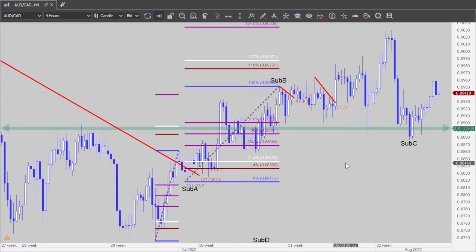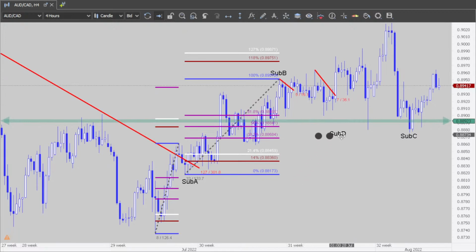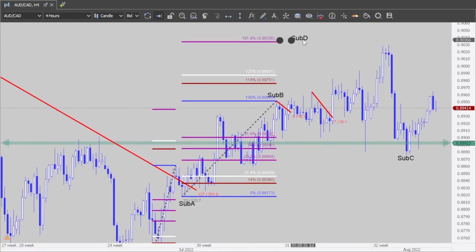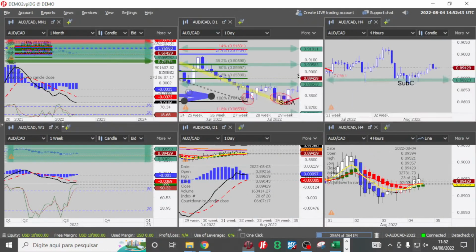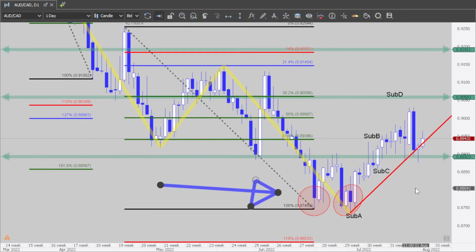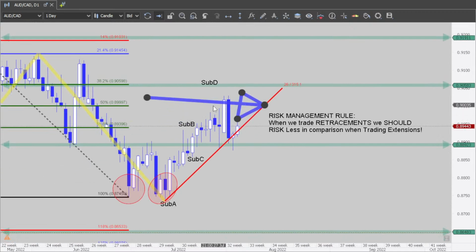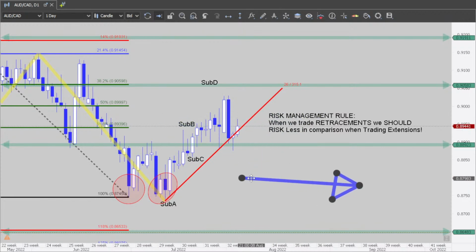Okay, any questions so far? Somebody's typing, oh, I don't like retracement trading. There is no right or wrong. You can trade retracements if you want, everybody, or you can stay out of the market and wait for the new extension. Make sense? Risk management rule: when we trade retracements, we should risk less, everybody. Okay, not more, risk less.